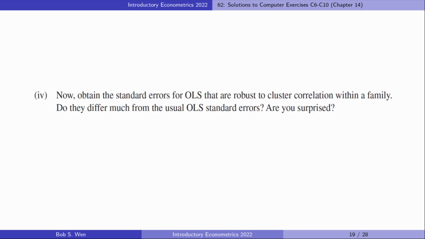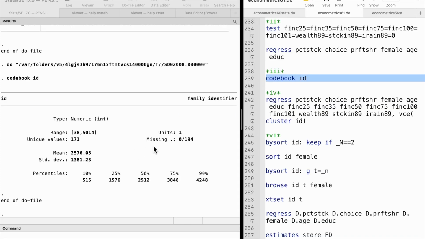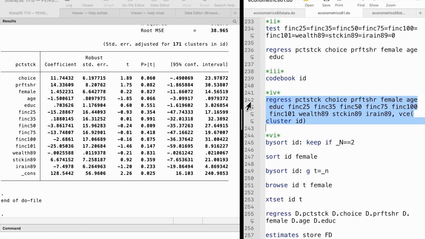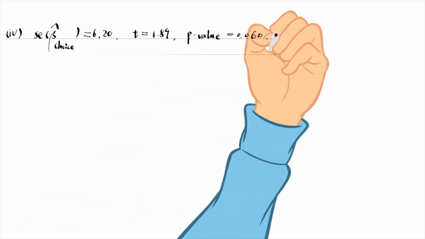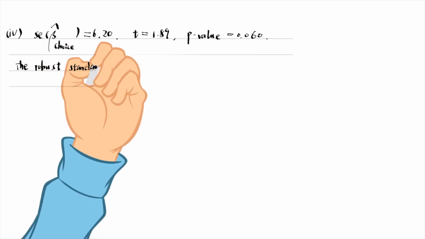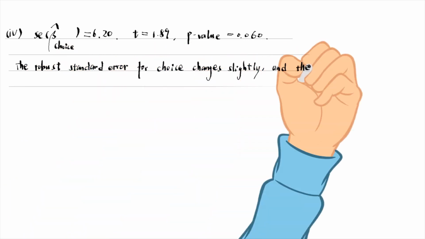In Part 4, we obtained the standard errors for OLS that are robust to cluster correlation within a family. Do they differ much from the usual OLS standard errors? We use the variance-covariance matrix option to specify the standard errors robust to cluster correlation within families. The robust standard error for the choice variable changes slightly, and the statistical significance is almost unchanged.